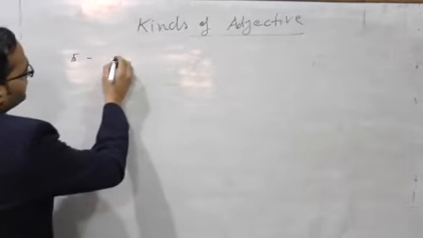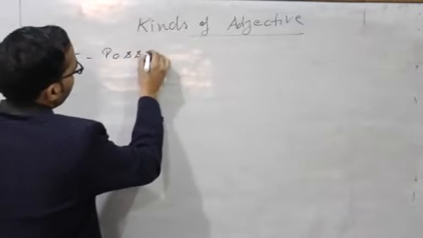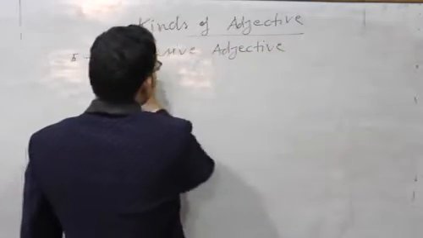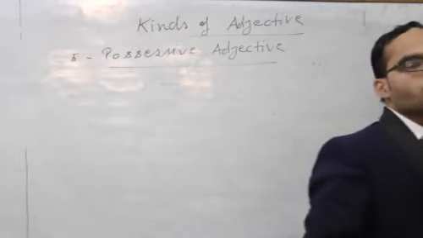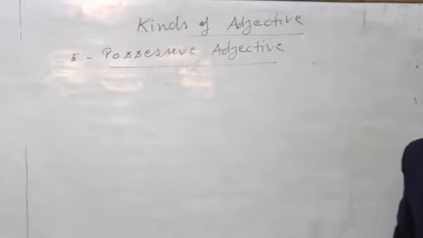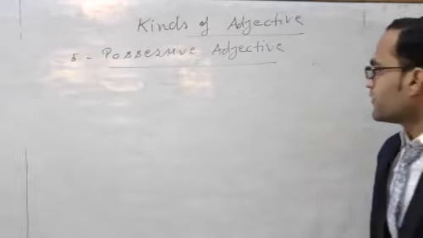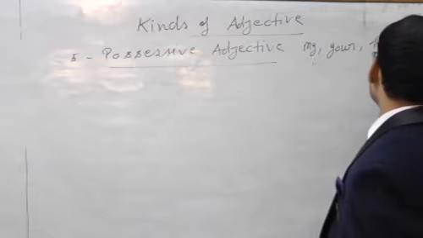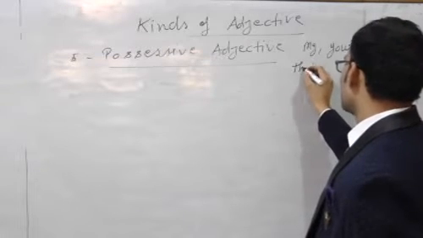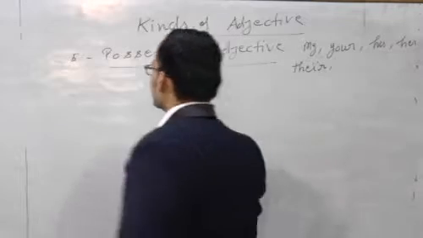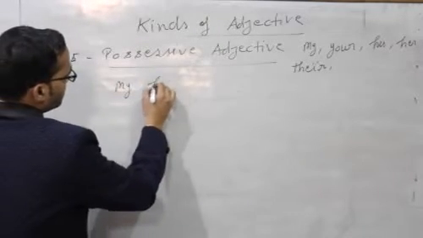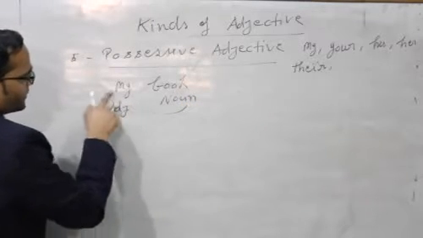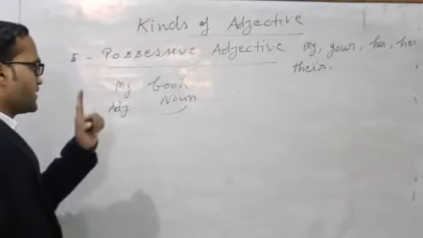Now the next point, that is possessive adjective. Dear child, possessive adjective, possession. There is a word of English, possession. Possession means adhikar, to have a right. For example, my, your, his, her, their. So for example, I write down my book. Book is a noun, and before the noun I have used an adjective, that is possessive adjective. Which adjective? Possessive adjective. Clear?